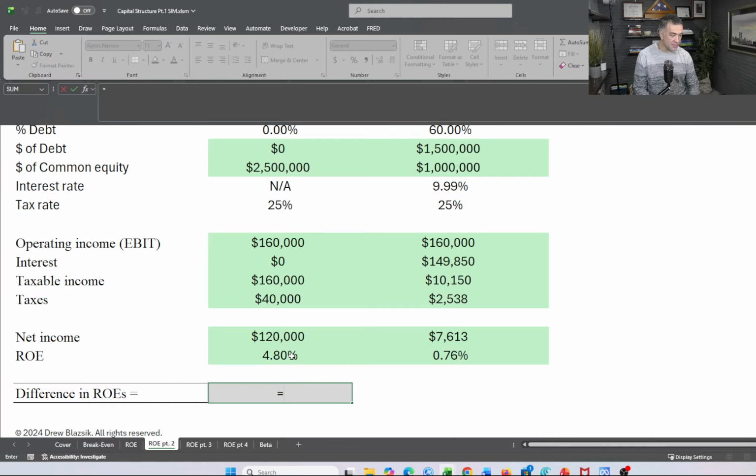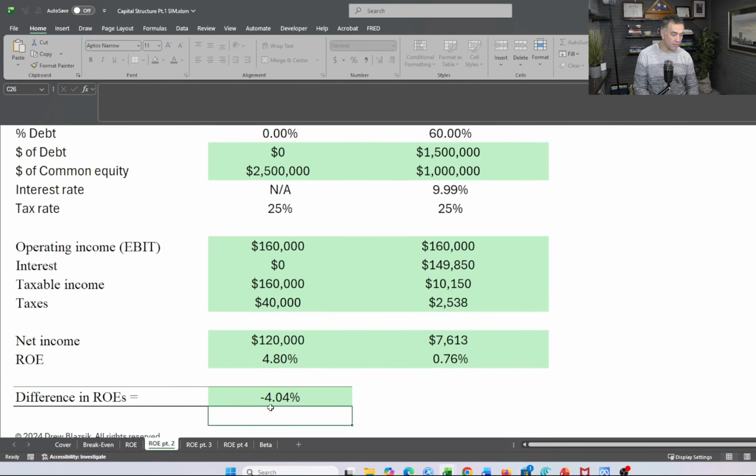And then the difference in the equity is just the, oh, I know what I did. I think I did this one minus the other project. So it's negative 4.04.